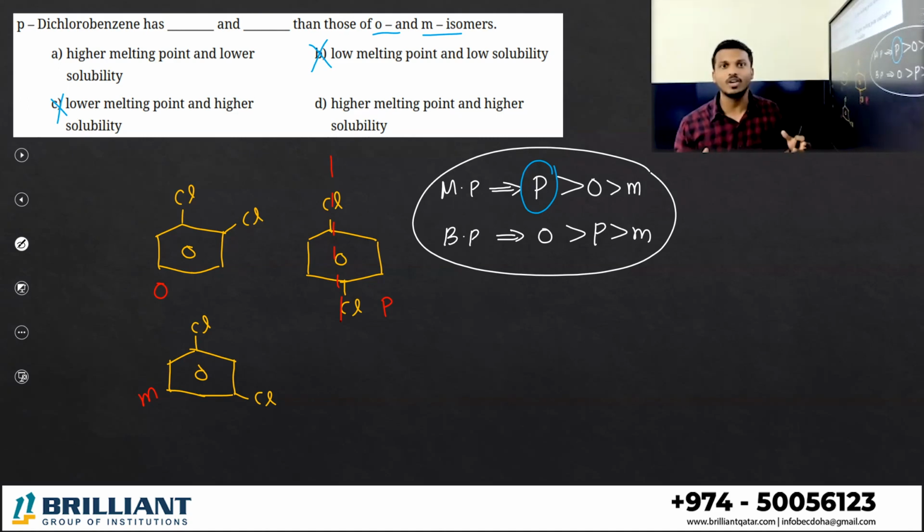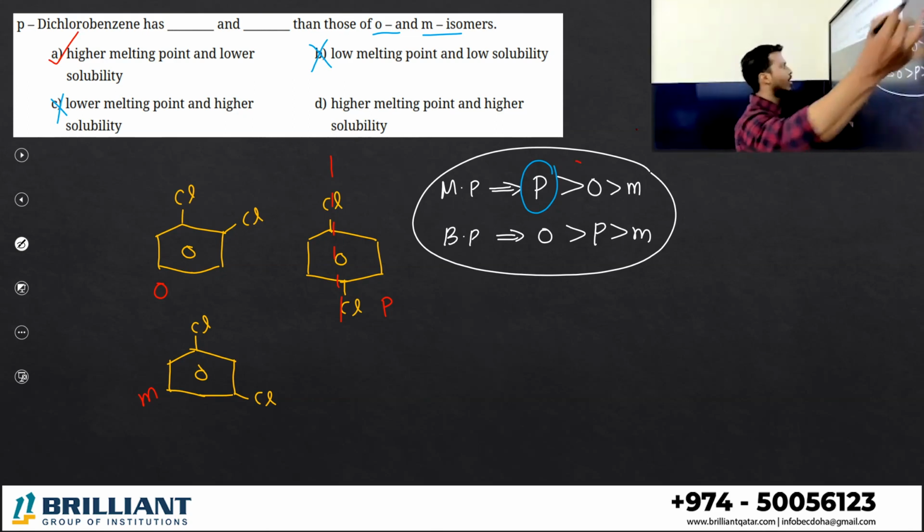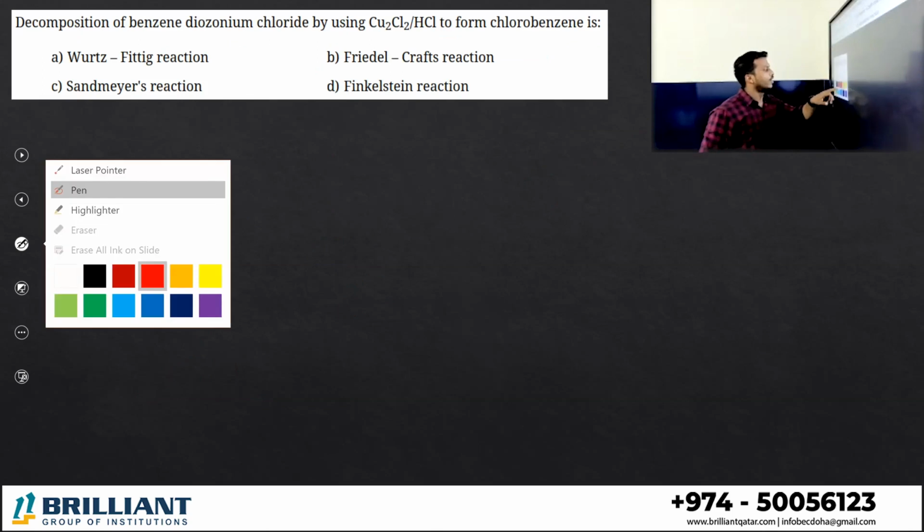So, a rigid molecule means it is less soluble in water. Whatever the solvent, their solubility decreases because they are rigid, stiff material. Okay, so your answer is which one? Option A, higher melting point and lower solubility compared to ortho and meta isomer. Keep in mind this order. Go to the next question.